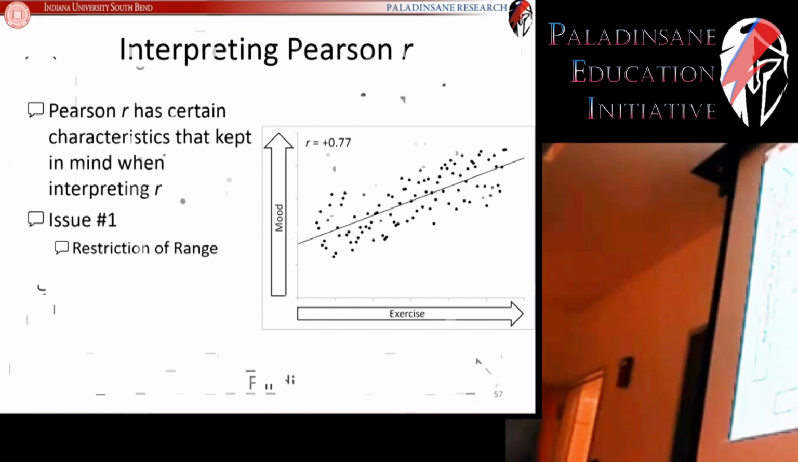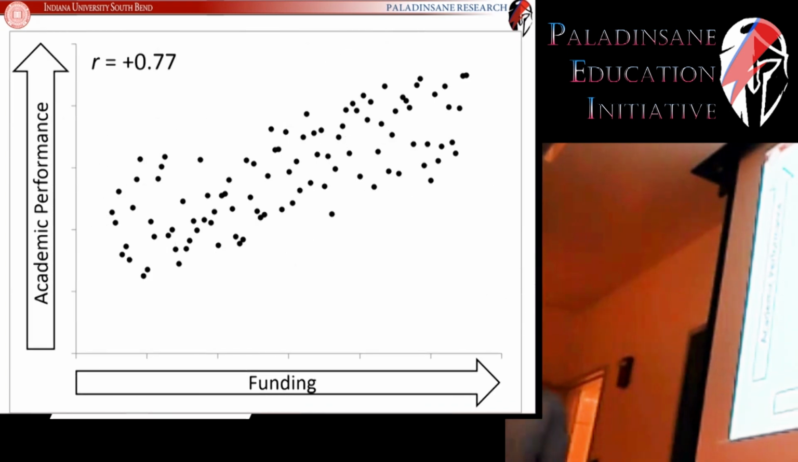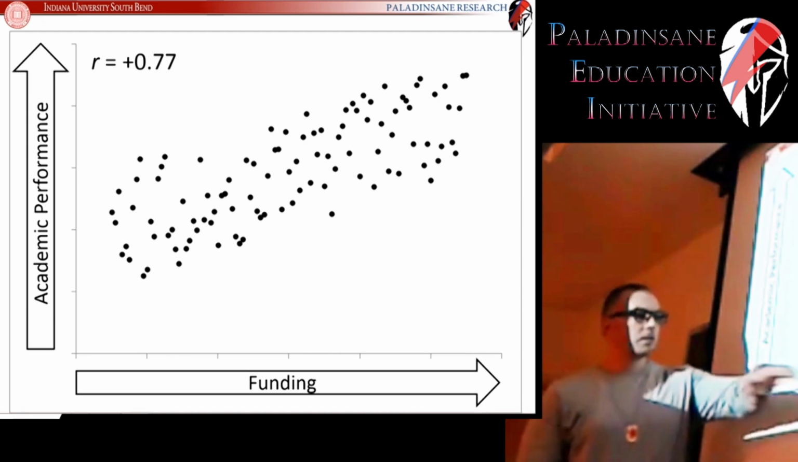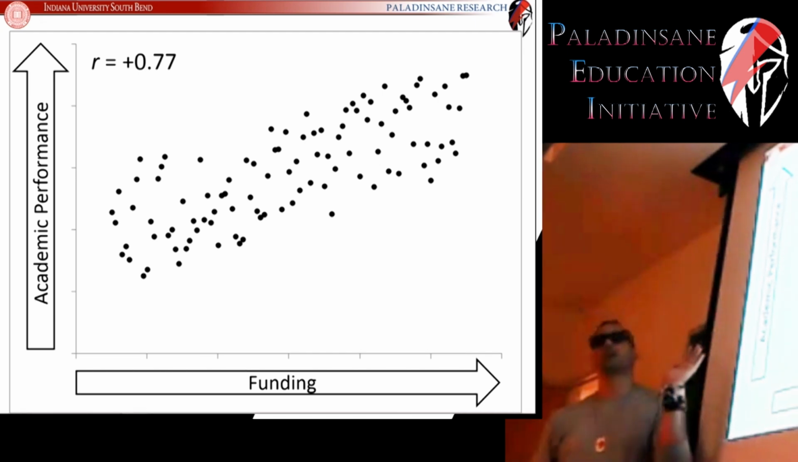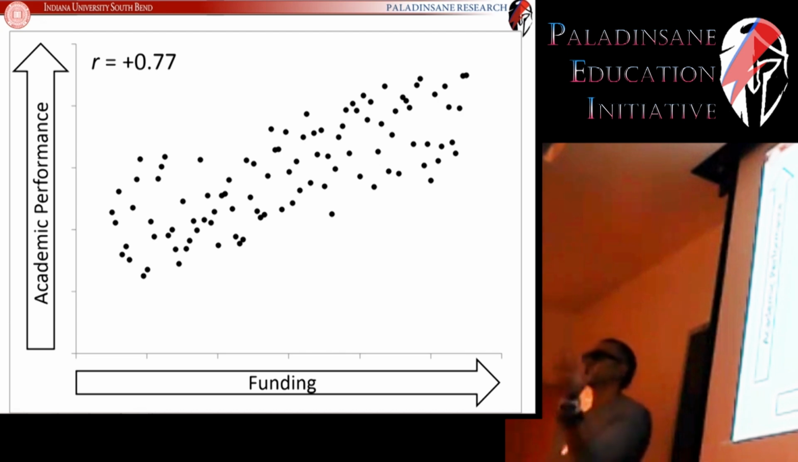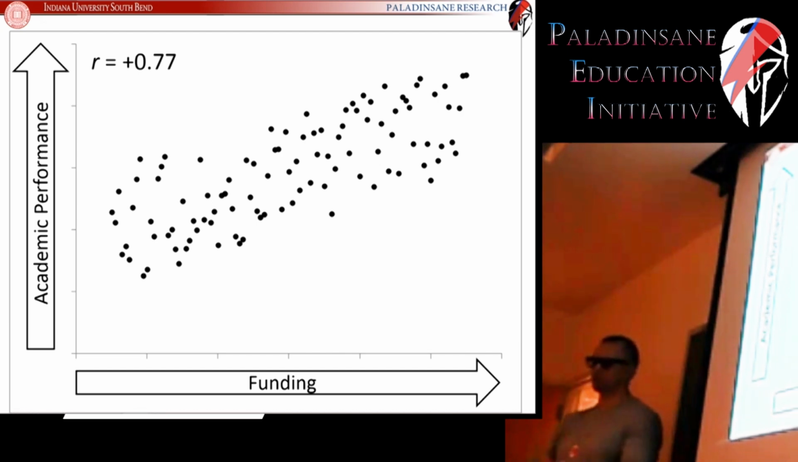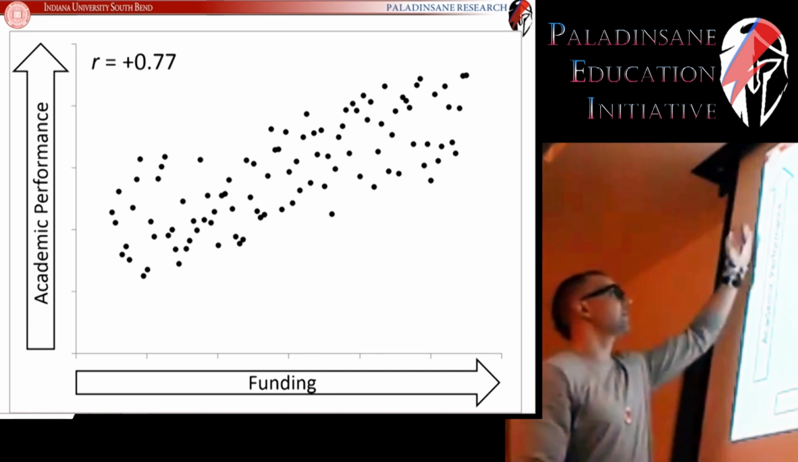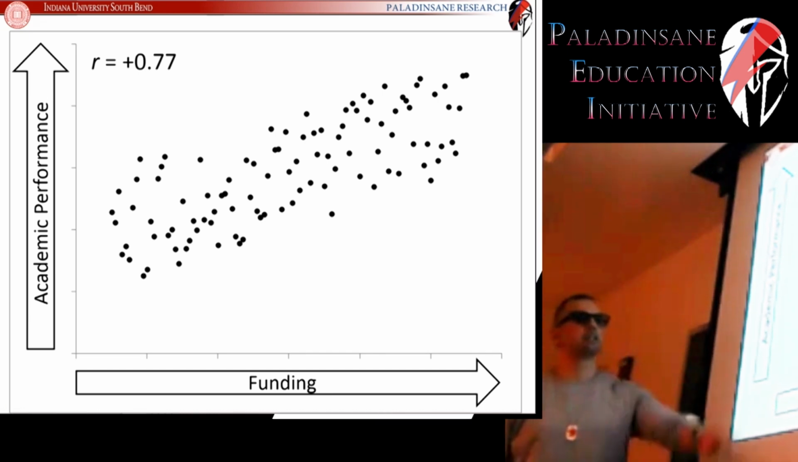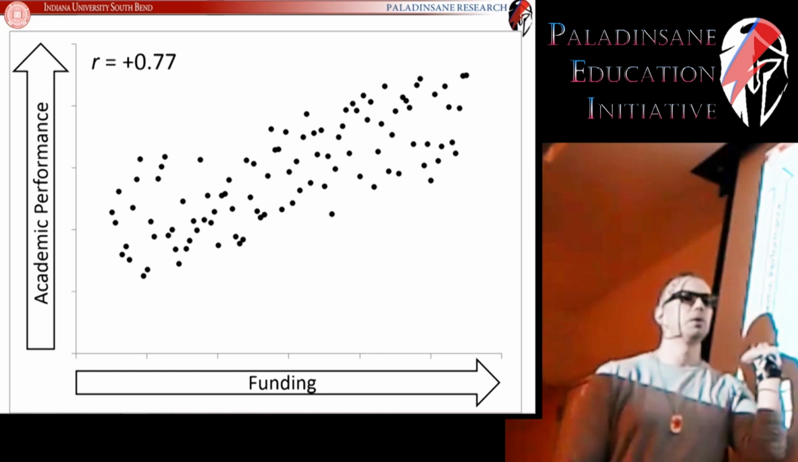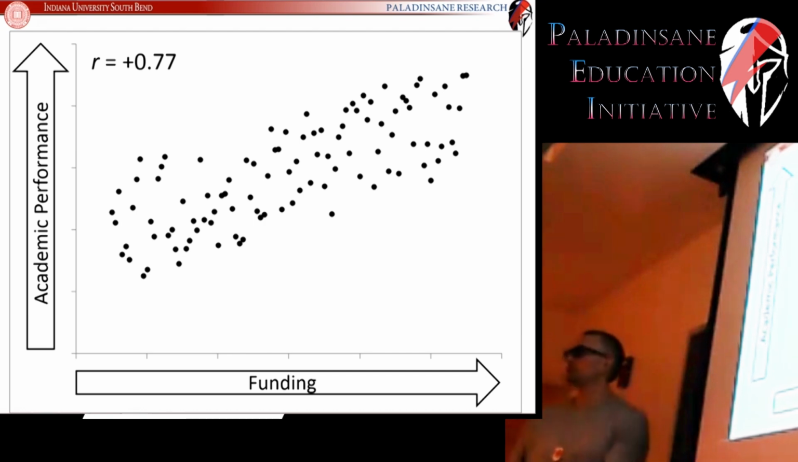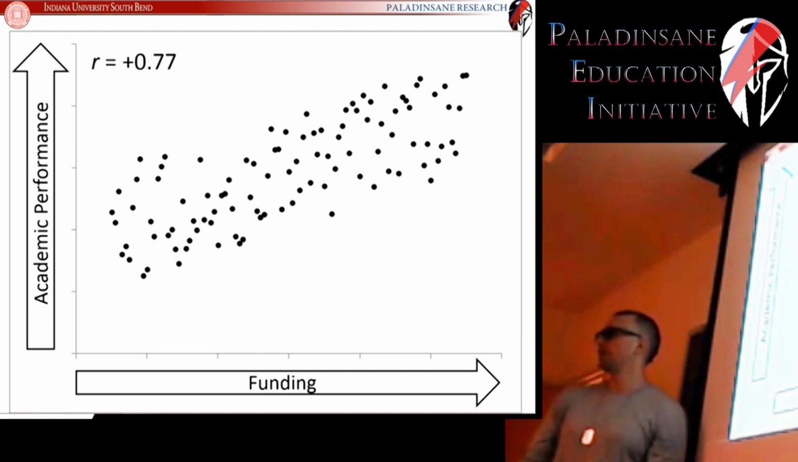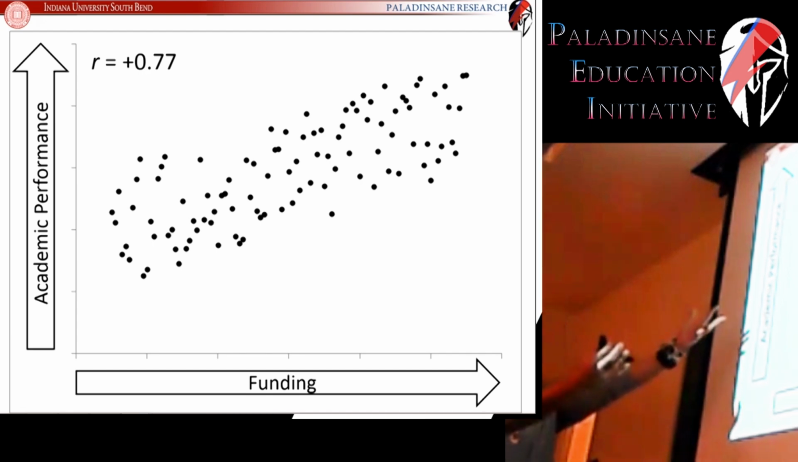Why is that? All right, so let's take a look at this hypothetical data here. There's a positive correlation between funding and academic performance. That's why scholarships and financial aid exist, right? So the more funding you have, the better your academic performance. And let's say that I went out and interviewed 1,000 IUSB students, and I asked, what's your GPA and how much funding do you get per year? And this is the data that I got.